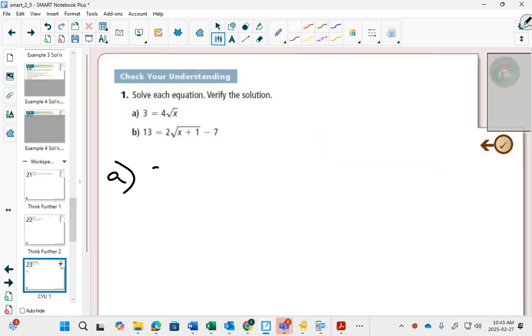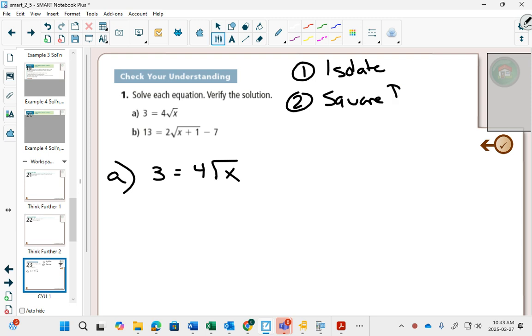A: 3 equals 4 root x. Do we have our term with the square root by itself? Right? We're going to isolate. Is our term with the square root by itself? Yes. Can we square both sides? Squaring 3 gives me 9. Squaring this will give me 16 times x. Because the square root of x times the square root of x will be just x.